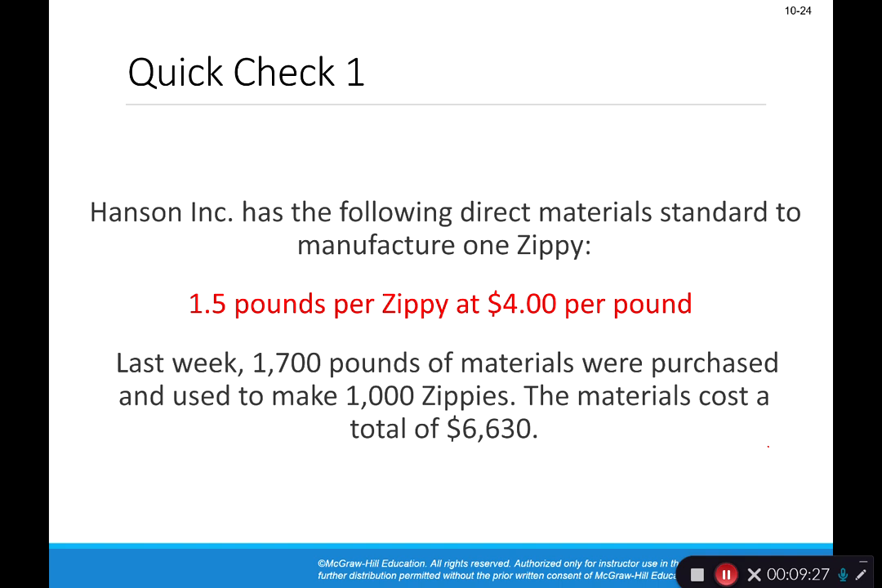So this is the data that we're going to use for Zippy, and then we're going to answer a series of questions. What I recommend you do is pause on this slide and then go ahead and do your 3-column approach and figure out what the price and the quantity variances are, because that's what our multiple choice is going to have us go through and answer. So take a minute, give it a pause, and then come back and we'll go through and do it together.